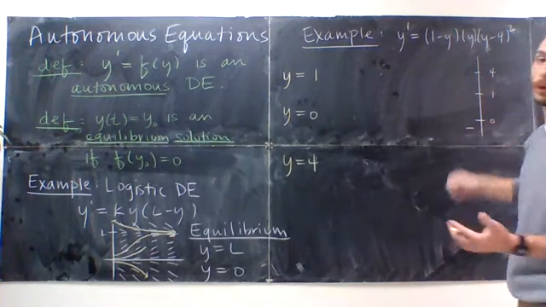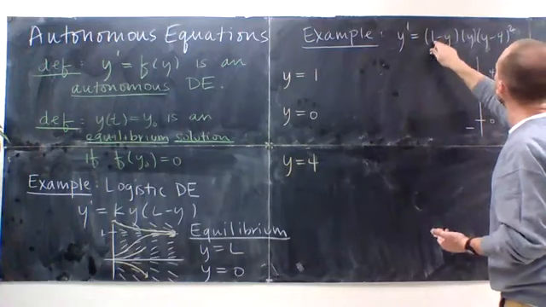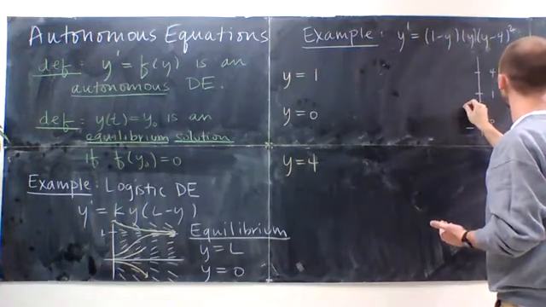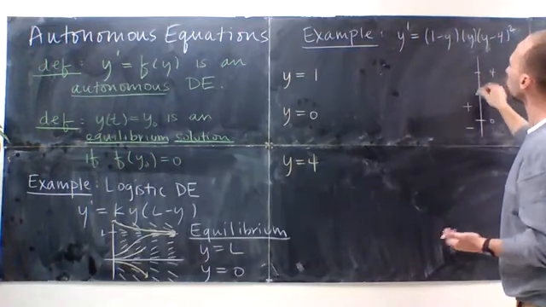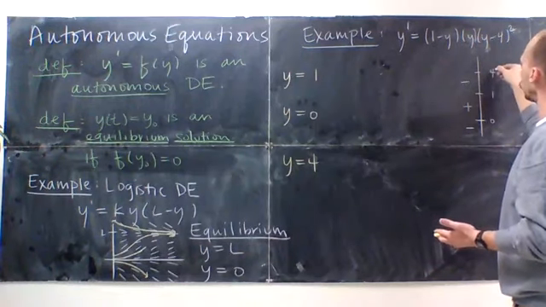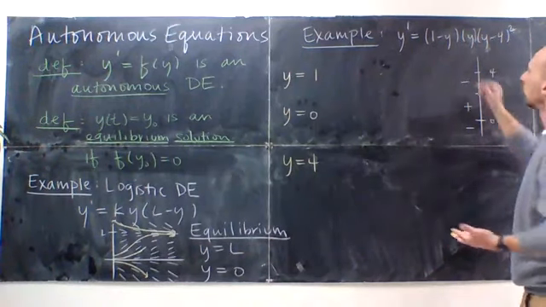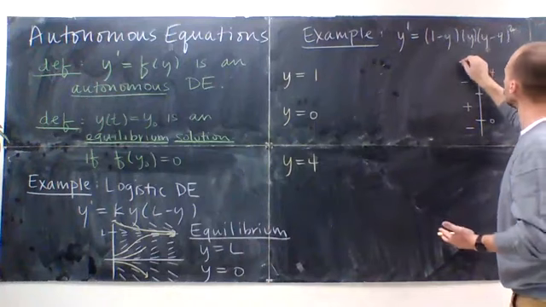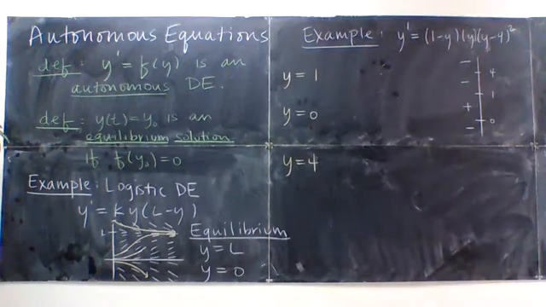Between 0 and 1, I'm going to choose a half, right? Positive, positive, positive. Between 1 and 4, I'll choose 2. I'll have negative, positive, positive. And something bigger than 4, like let's say 10, negative, positive, positive. All right, so I've got that there.